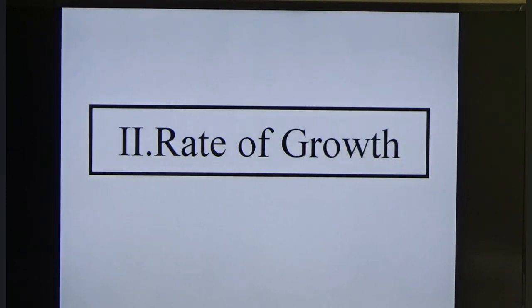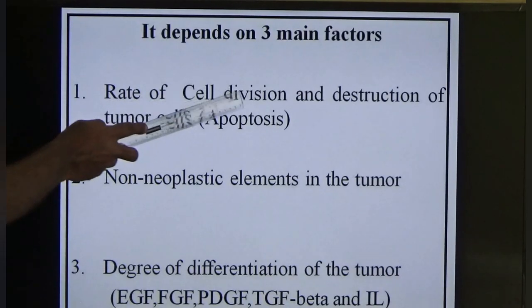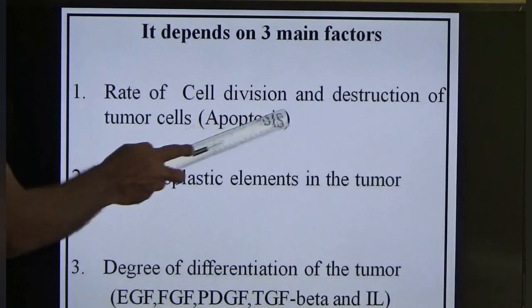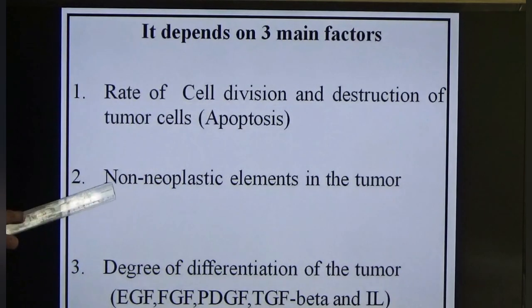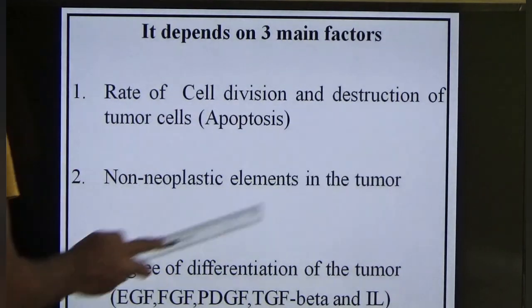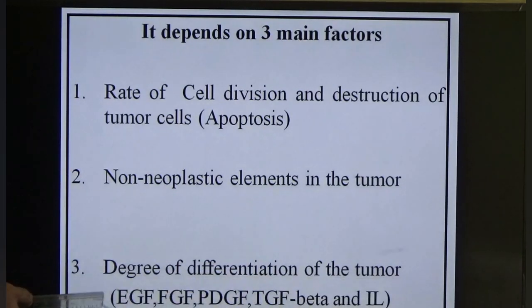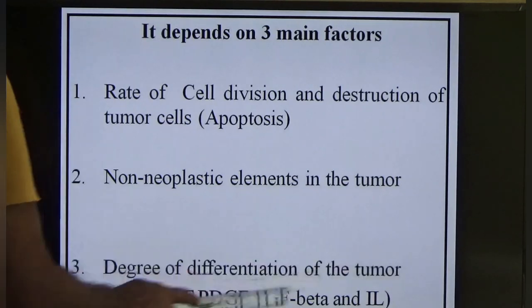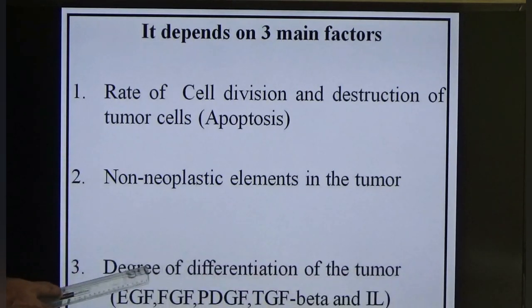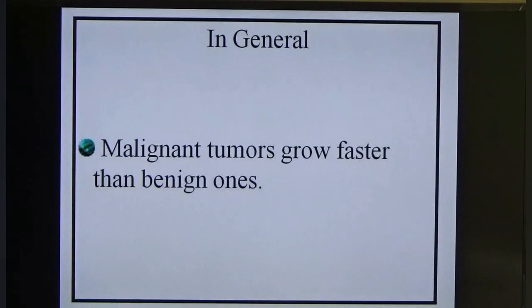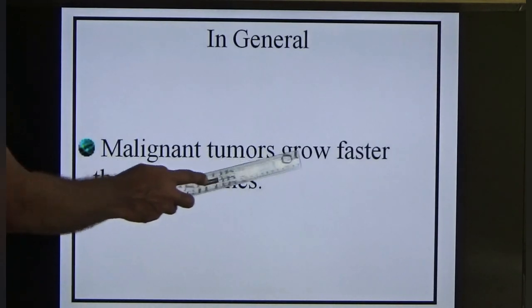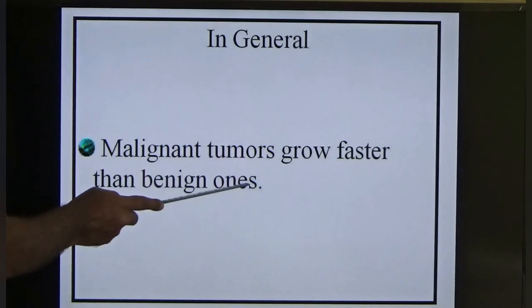And now, rate of growth. Rate of growth depends upon three factors: the rate of cell division and destruction of the tumor cells, as we discussed in part 1; non-neoplastic elements in the tumor and degree of differentiation; and the presence of growth factors, epidermal growth factor, fibroblast growth factor, platelet derived growth factor, transforming growth factor. Everything leads to the rate of growth. The simple meaning: the malignant tumor grows faster than the benign one.